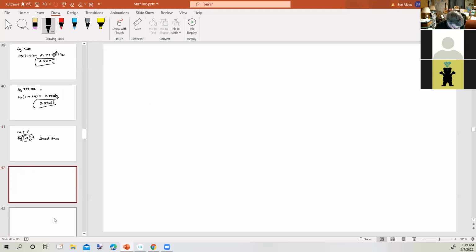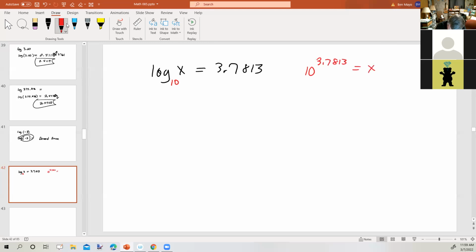Now this says use a calculator to solve each equation. Round answers to 4 decimal places. Log of x equals 3.7813. This is a logarithmic equation. It's log base 10. I'm going to write the 10 there, that's assumed. If we were to change this into exponential form, we'd have 10 to the 3.7813 power equals x.